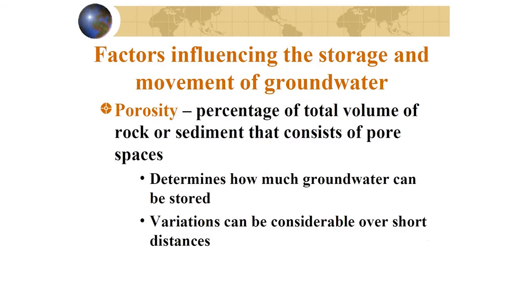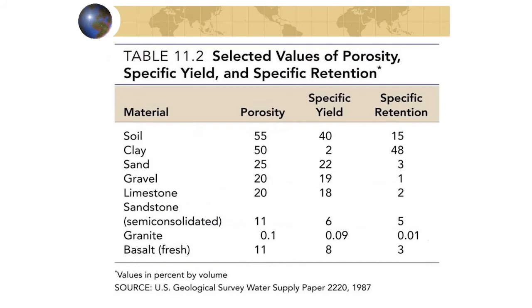Now, the factors influencing the storage and movement of groundwater. What are all the factors? One is of course porosity, the percentage of total volume of pores, which determines how much groundwater can be stored. Variations can be considerable over short distances. Here are selected values of porosity, specific yield and specific retention. We will be coming to these two terms.